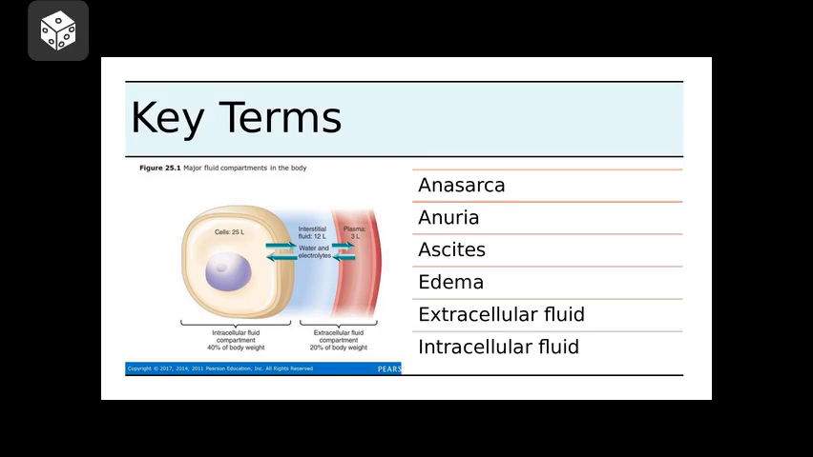Next term we've got is ascites. So ascites is going to be fluid volume overload or fluid buildup in the abdomen. Sometimes you see those old guys that have like big beer bellies. So some of that extra fluid in the abdomen can be referred to as ascites. So it might not be in their lower extremities or upper extremities. It's going to be kind of concentrated in the abdomen, ascites.